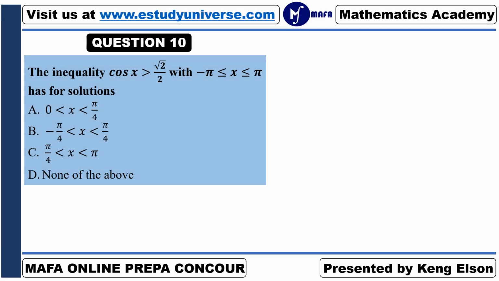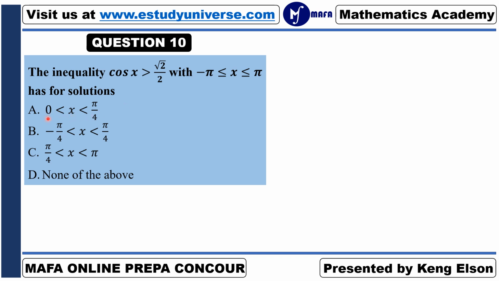Okay, question 10, we are left with 10 more questions. Question 10 reads, the inequality cos x is greater than root 2 divided by 2 with negative pi less than or equal to x less than or equal to pi has for solutions.